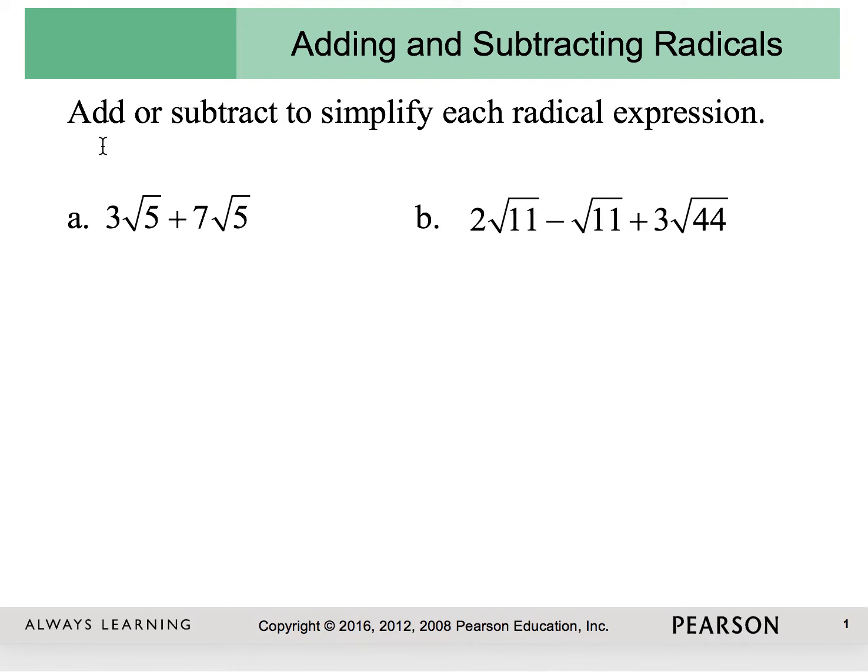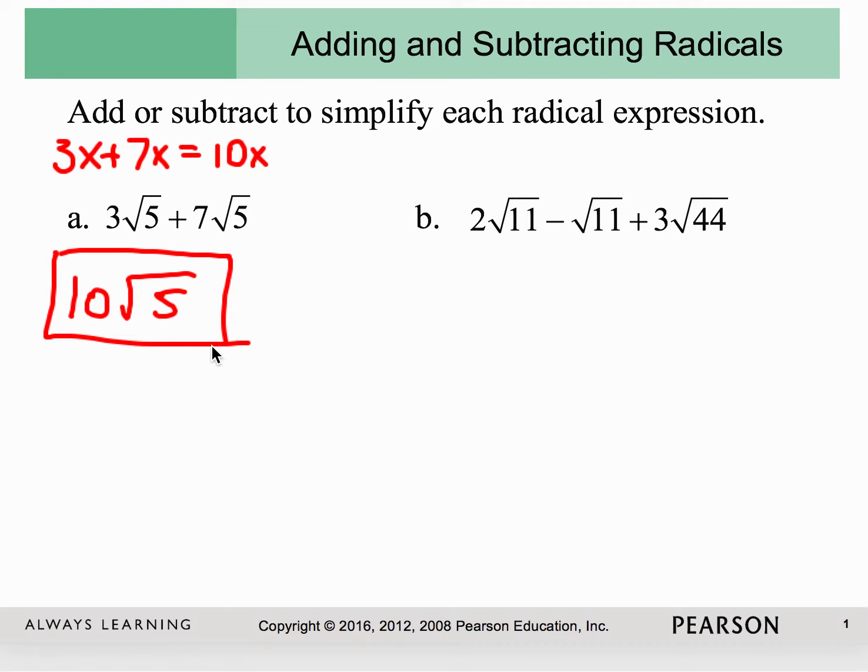So think about what we do if this would have been 3x plus 7x. Oh, that's just 10x. Right? The variable part stays the same. So that's what this is saying. I have 3 of these square root of 5 things plus 7 more of those same things. So altogether I have 10 of those square root of 5 things.